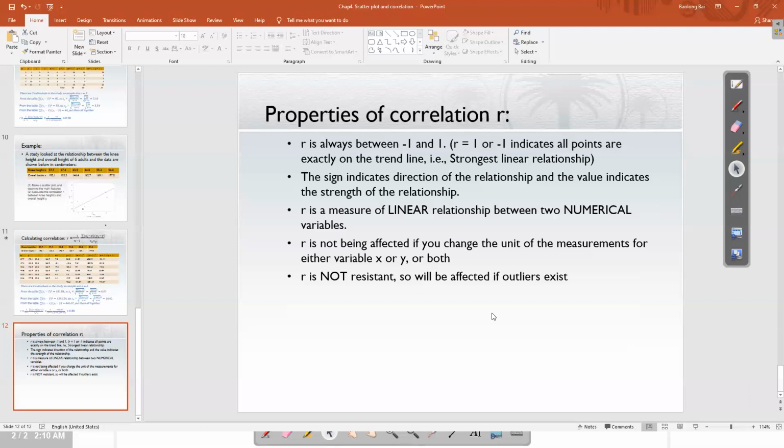For correlation, the sign of the correlation will tell us the direction of the linear relationship, while the value of the correlation will tell us the strength of the linear relationship, right? And then correlation is not resistant. So if there is an outlier, correlation will be affected. I believe you have a homework where you can verify that. And also, correlation is not affected when you change the units of measurement.